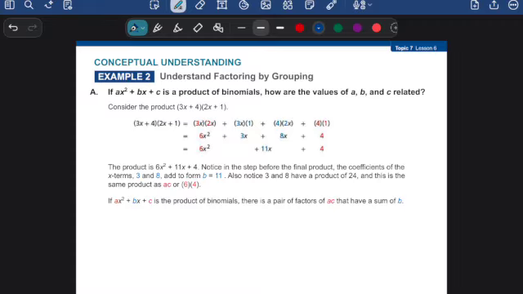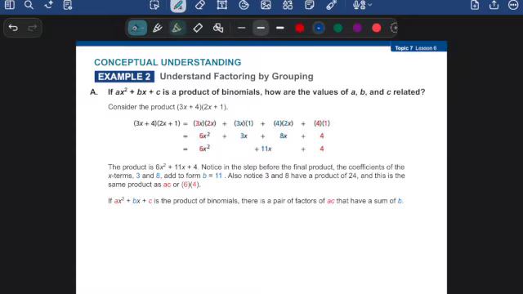Example 2, understand factoring by grouping. So here's another method to do factoring. We can regroup things together, group the like terms together. It's just writing the distributive property. So we have this product, we have 3x plus 4 and 2x plus 1, and we're just going to regroup things. All we're doing is the distributive property.